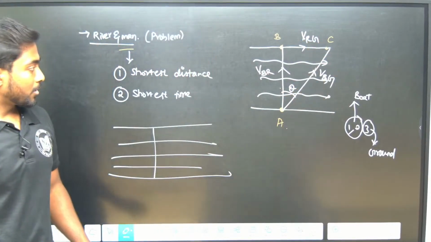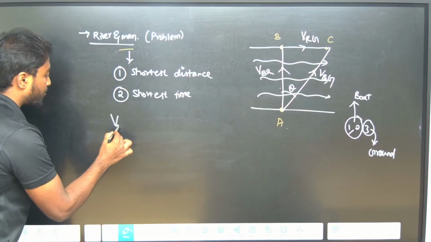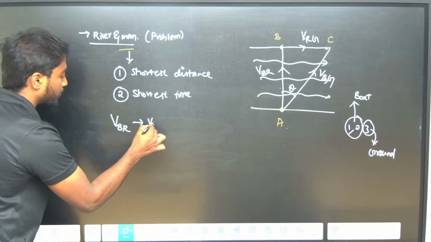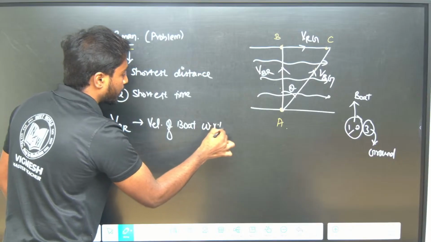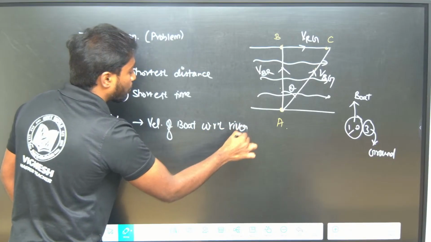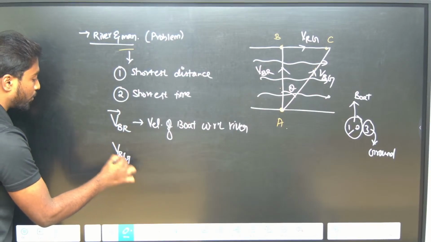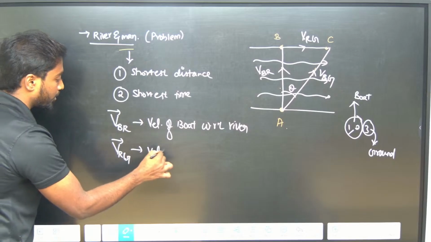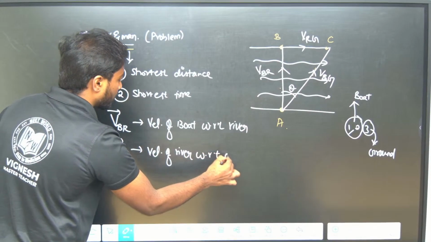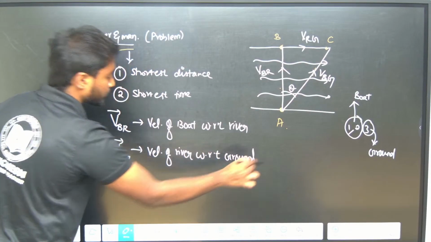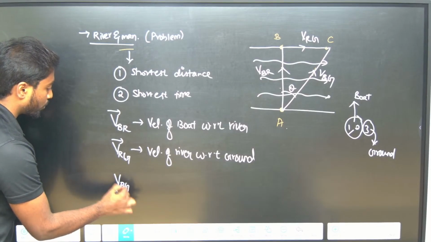Now how many things are we going to see here? Velocity of boat with respect to river or water. Next one is velocity of river with respect to ground. Next one is velocity of boat with respect to ground.